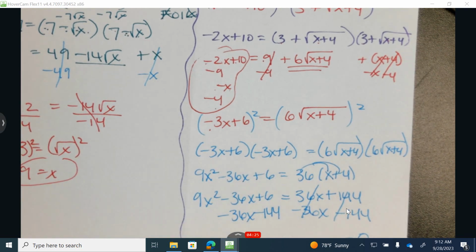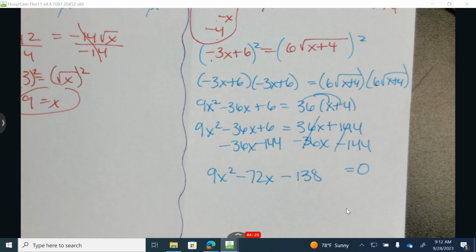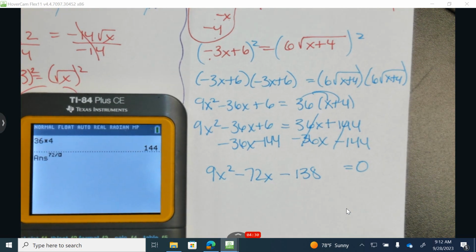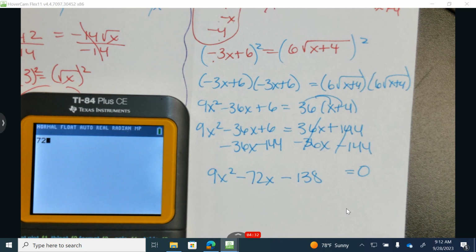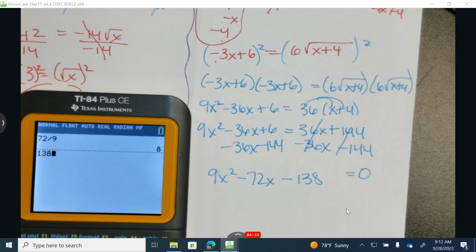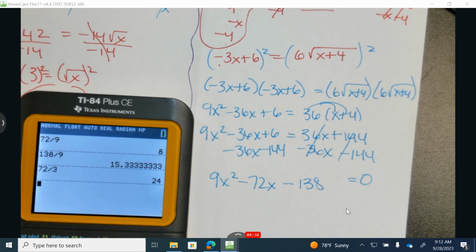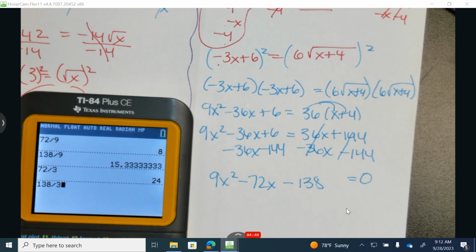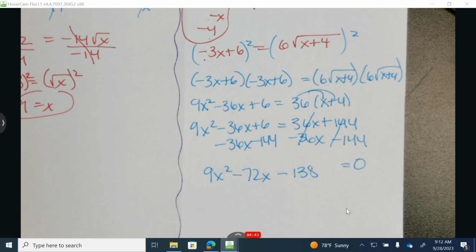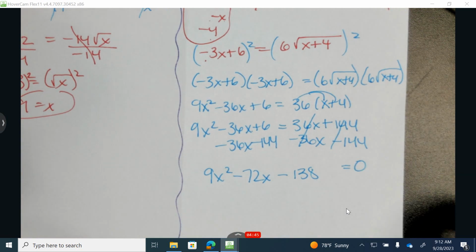Now, are all these divisible by 9? I don't know. Or divisible by 3? I'm going to check. 72 divides, oh, sorry, 72 divides by 9, beautiful. 138 divides by 9, oh, that doesn't work. Let's try 3. 72 divides by 3, 138 divides by 3. Okay, so I'm going to divide by 3. I'm going to divide by 3 here.